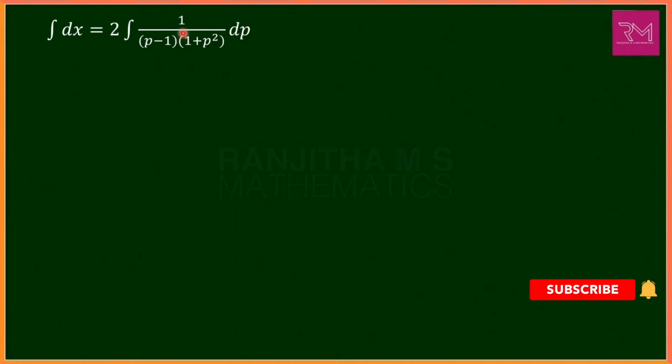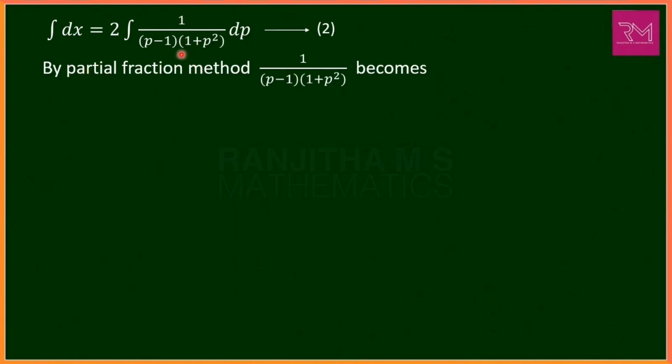Here, integration of 1 by (p minus 1) into (1 plus p square) dp is a partial fraction problem, so we have to use the partial fraction method to integrate this value. Take this value as equation number 2. By partial fraction method, take this term 1 by (p minus 1) into (1 plus p square) and apply partial fractions. The final result we can substitute here, then we can apply integration easily.